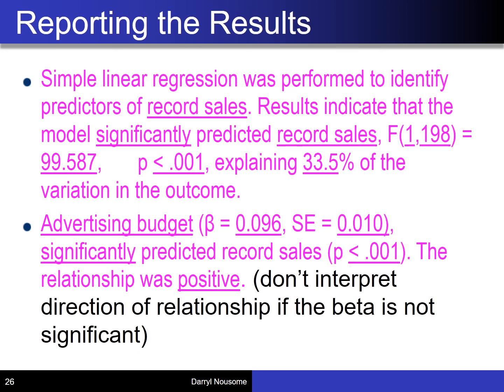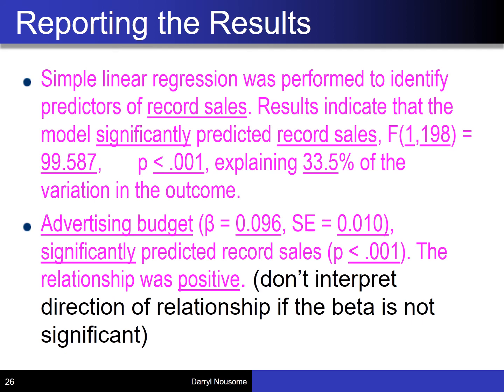So like anything that we do, we always have the conclusions. So here we just take our output that we have from those three tables that we've generated. So we say that simple linear regression was performed to identify predictors of record sales, or Y. This indicates that the model was significantly predicting record sales. So we have the F statistic with 1 degree of freedom and 198 degrees of freedom, and the p was less than 0.001. And this explains 33.5% of the variation in the outcome. So the budget, right, the beta that's shown there, was significantly predictive of record sales, and we list the p-value there. The relationship was positive.